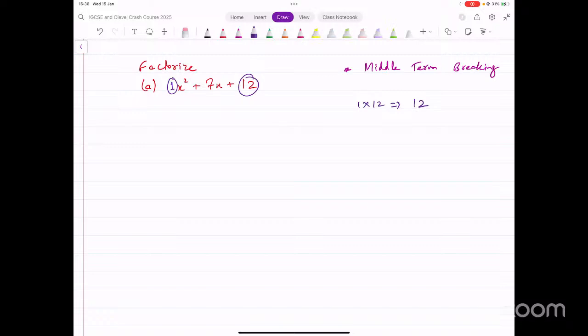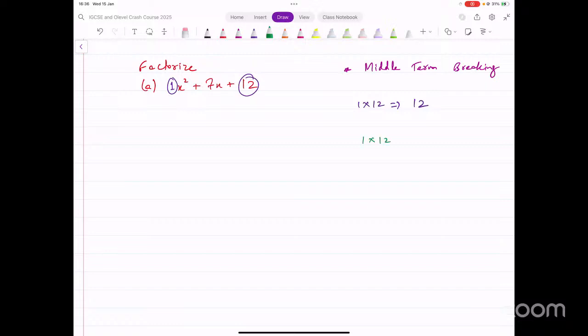Now, the idea is we want to think of 2 numbers that when they are multiplied, they give us 12, and when added together, they give us 7. Okay. You want to think of two numbers that when they're multiplied, they give us 12, and when they are added, they give us 7. Now, how do you think about that? Think of all the factors of 12. How can you get 12? You can get 12 when you multiply 1 and 12.